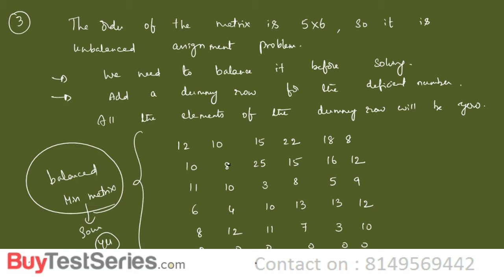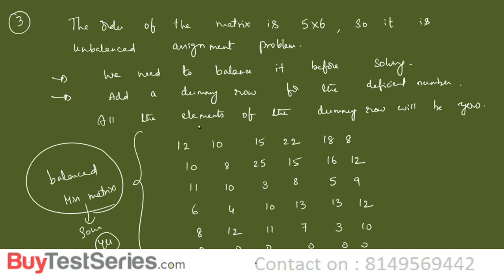So straight away we can go for the regular steps. So what is the first step, Nana? The first step will be row operation. So row operation means, as we already know, take the least element from each row and reduce it from the rest.